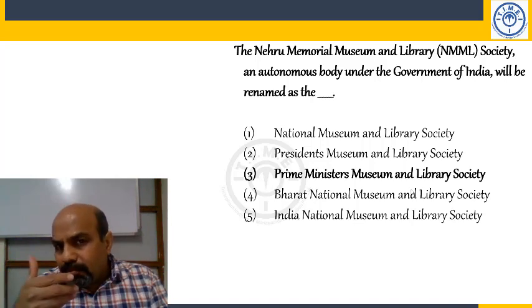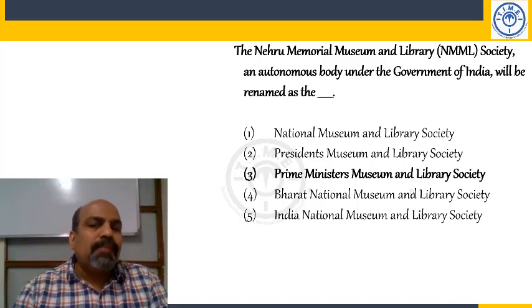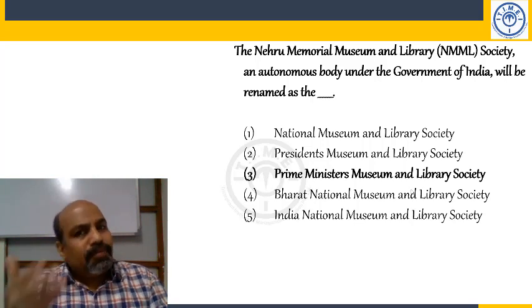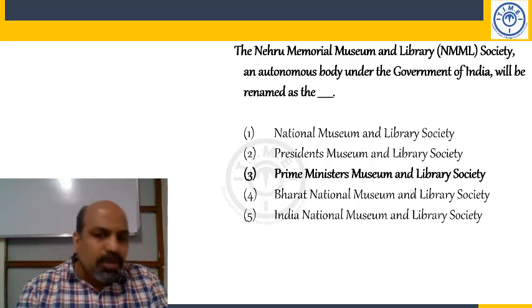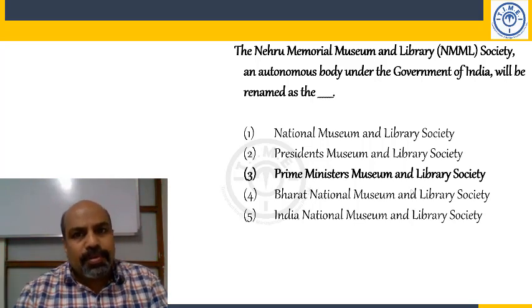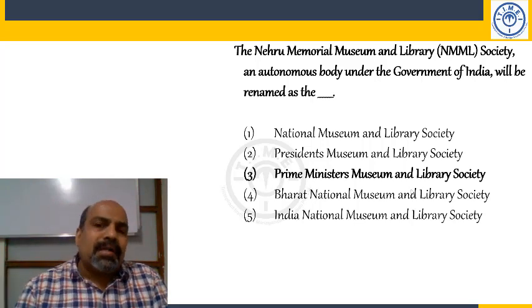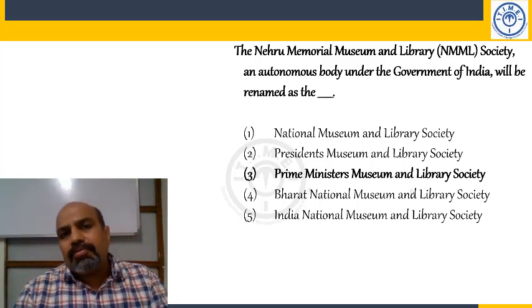At the time the great Lal Bahadur Shastri became Prime Minister, you need to understand that we had only one Prime Minister in independent India. So it was named after Nehru. Now the current government says, why just Nehru?